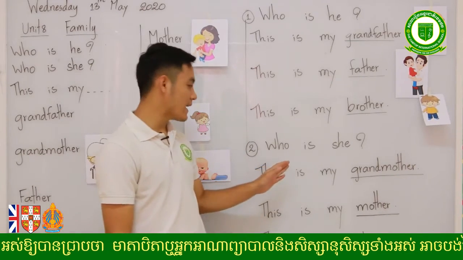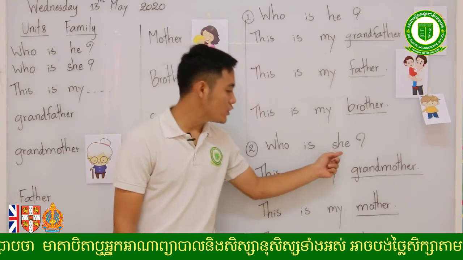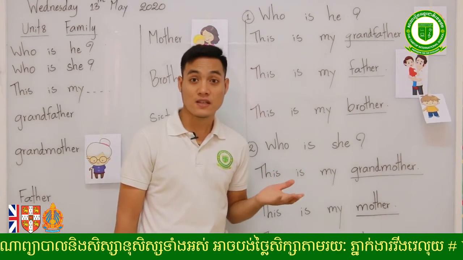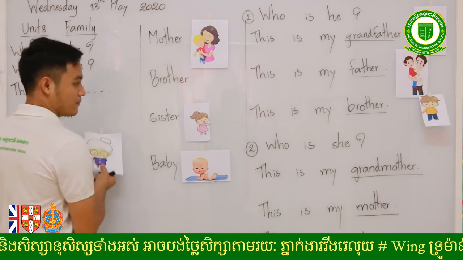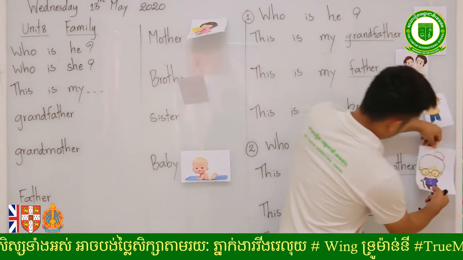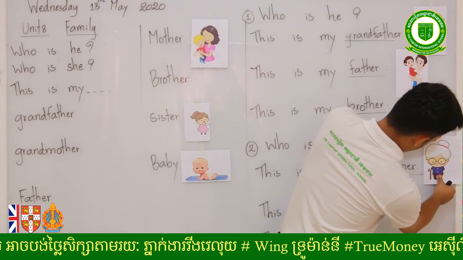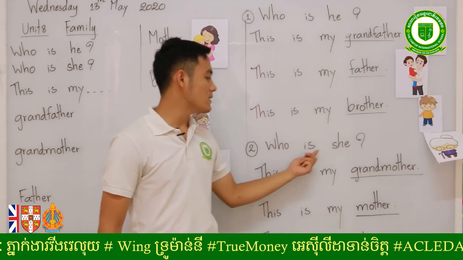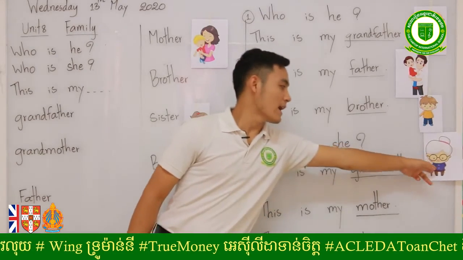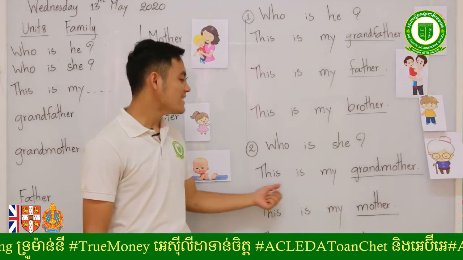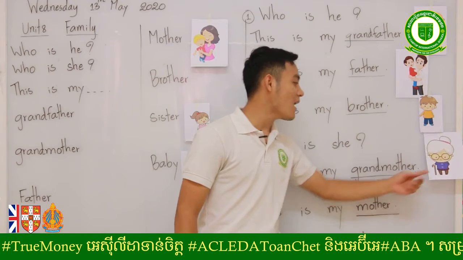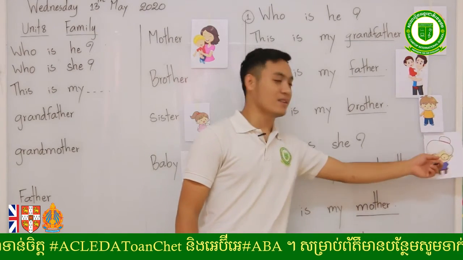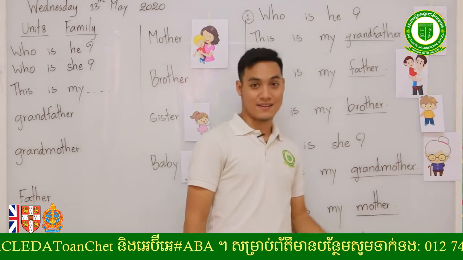And then your friends ask again, who is she? Who is she? How do you answer? Go. How do you answer this? Who is she? The answer is, this is my grandmother. This is my grandmother. Grandmother.